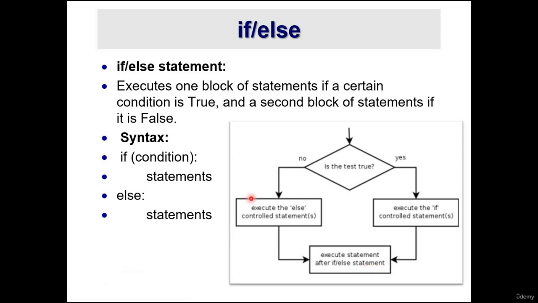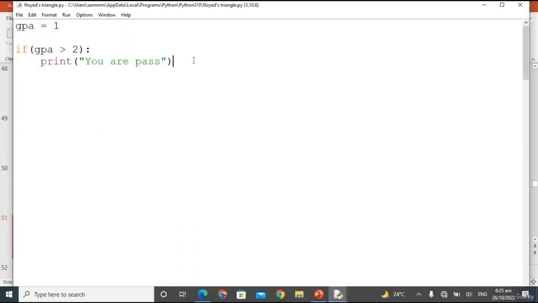Okay, now let's move on to the code editor and do some examples. So let's continue on this example. I'm just setting GPA to 3. If GPA is greater than 2, then print here, you are pass. Now I'm giving the else condition. Else print, you are fail. Simple as that.